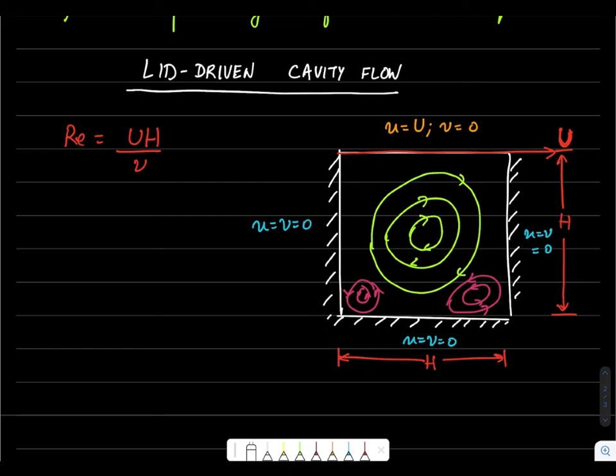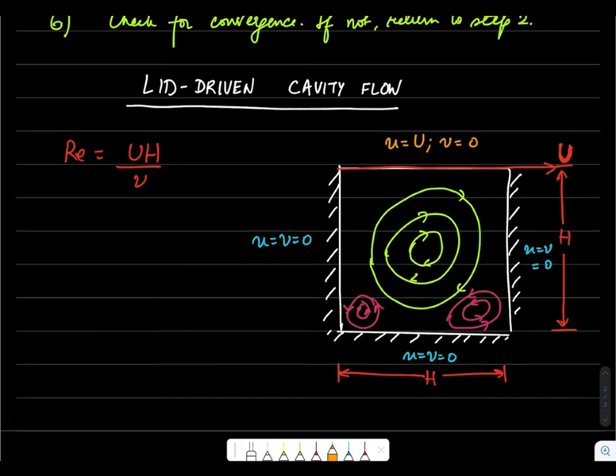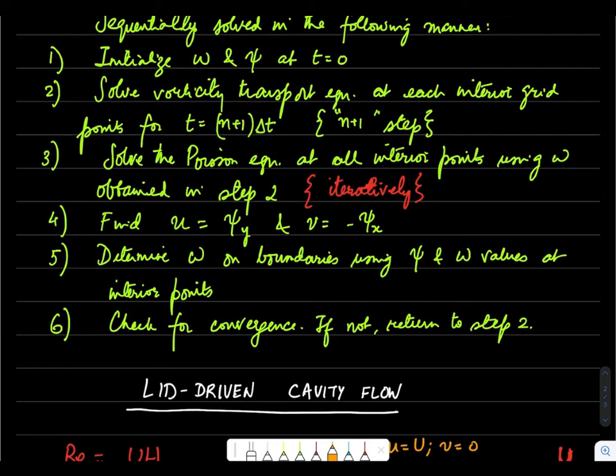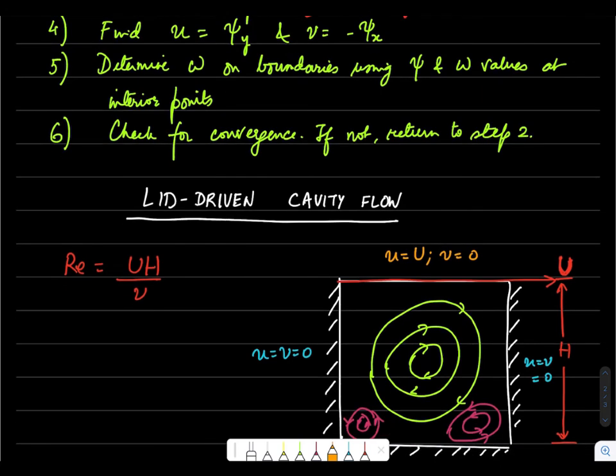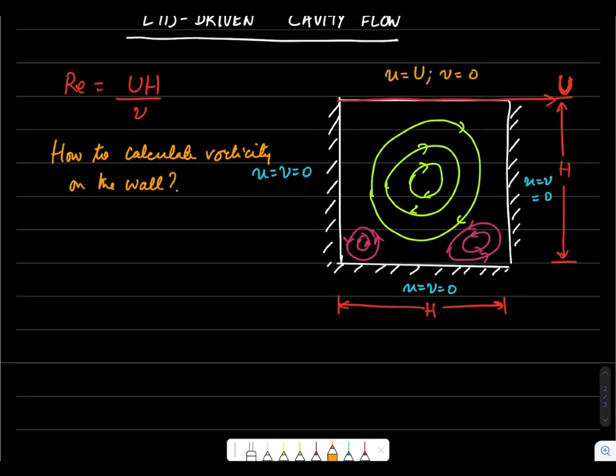So the idea is to calculate this flow pattern. Now I've given you the essential steps of the algorithm. I'm going to now address how do we calculate vorticity on the wall. So the question that I'm going to address is how to calculate vorticity on the wall, because the rest of it is just very routine calculation.